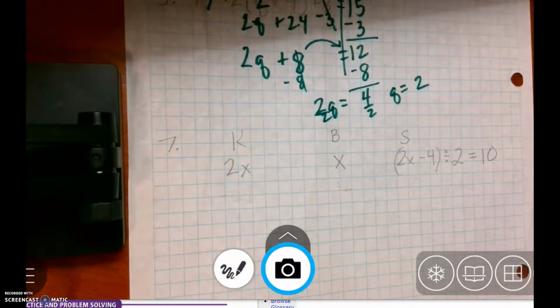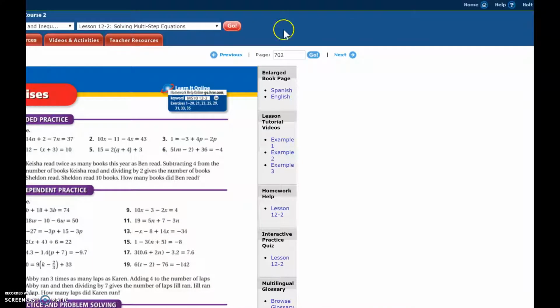Alright, next one is a word problem. It says, Keisha read twice as many books this year as Ben read. So I put K for Keisha, B for Ben, and S for Sheldon. Subtracting 4 from this number of books Keisha read and dividing by 2 gives the number of books Sheldon read. Sheldon read 10. How many books did Ben read?